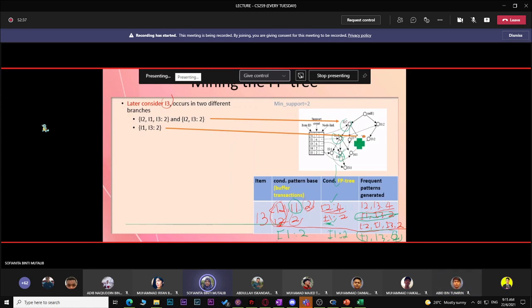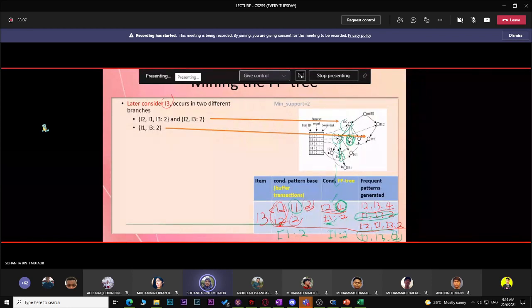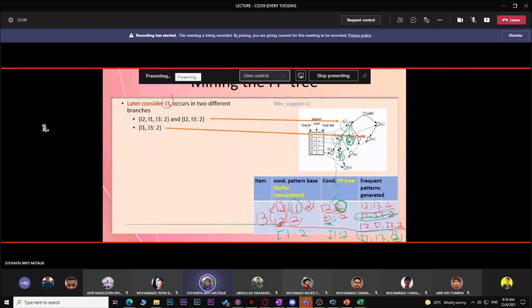Okay, sama jugalah here. If I3 sahaja, what is the conditions? Conditions dia adalah I1 sahaja, only I1. So we can say that this is with the condition for this path and this path. So I2 will be 4. So that is what the meaning of frequent pattern generated would be: what are the items, the item set that occur together.